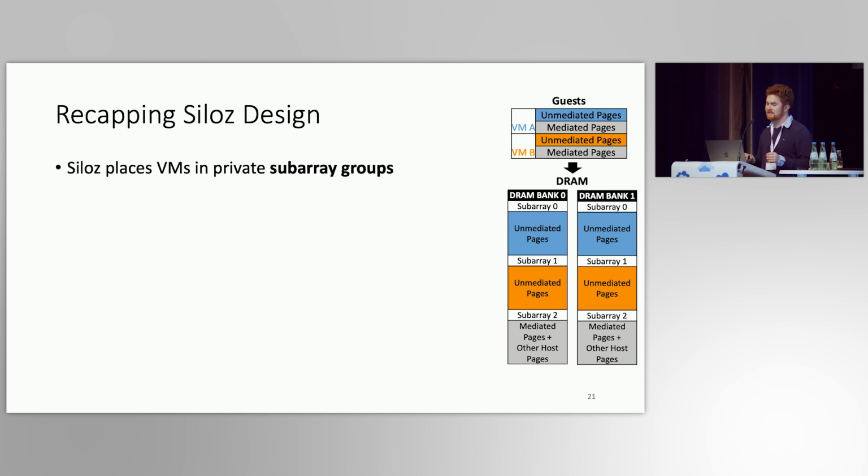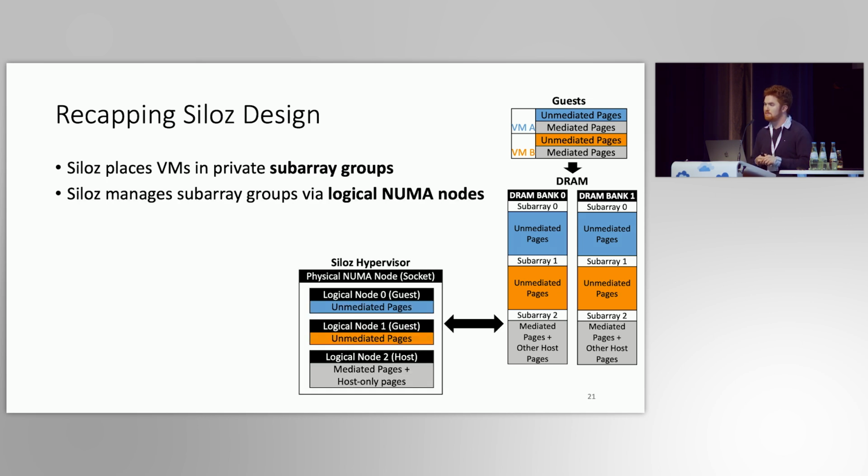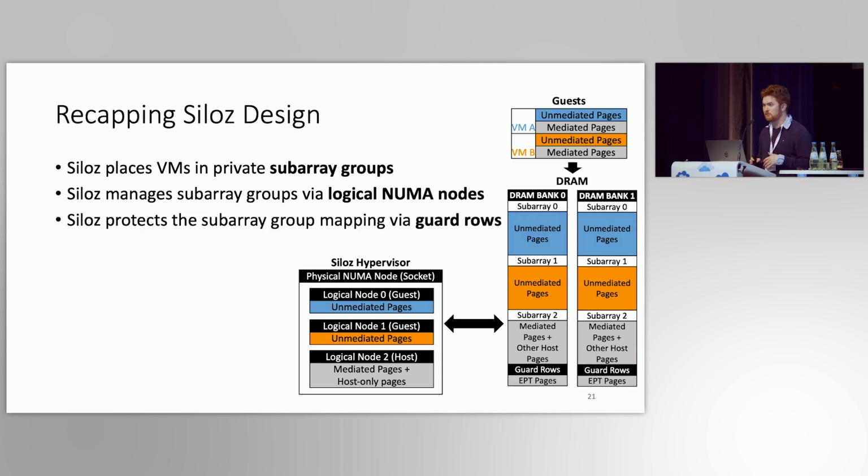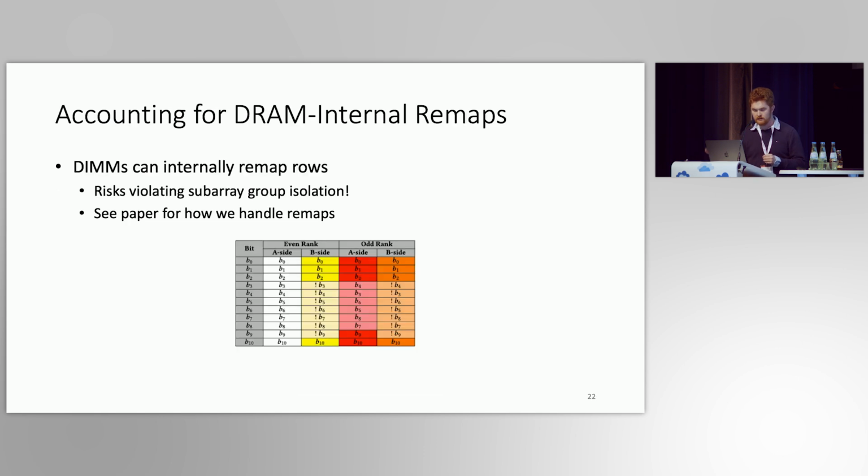So to recap the design of Siloz, Siloz places virtual machines in private subarray groups. It manages those subarray groups via logical NUMA nodes, and it protects the subarray group mapping stored in extended page tables via guard rows. One thing I do want to note is that in a DRAM module itself, there's actually another layer of remapping possible called DIMM internal remaps. I don't have time to talk about it today, but we have a whole section in the paper on when this happens, why it happens, and why it isn't a problem for our solution.